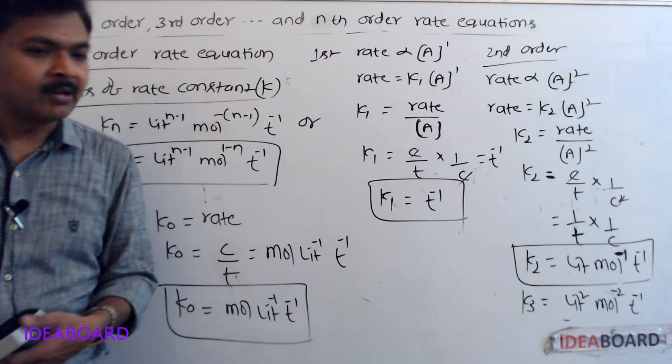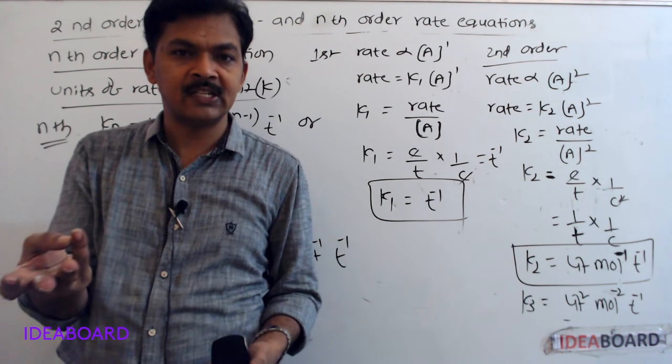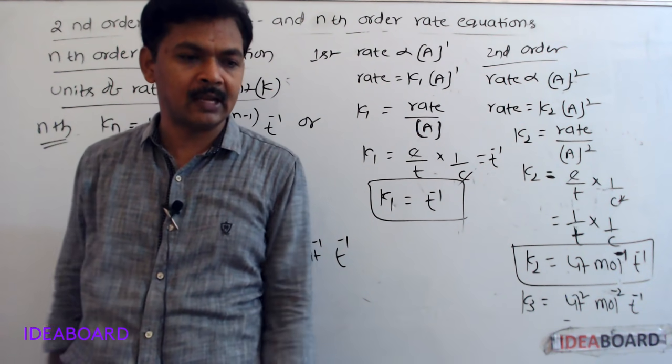These are the integrated rate equations for different orders of reactions. I gave the integrated rate equation for zero order reactions, for first order reactions, for second order reactions, for third order reactions, and for nth order reactions also.